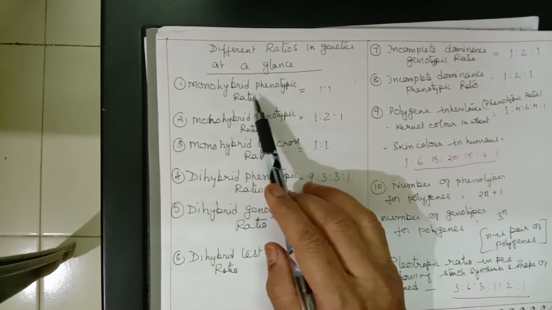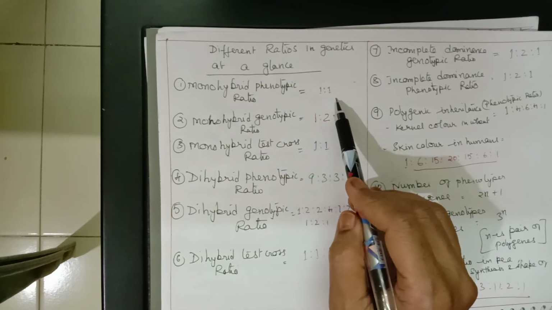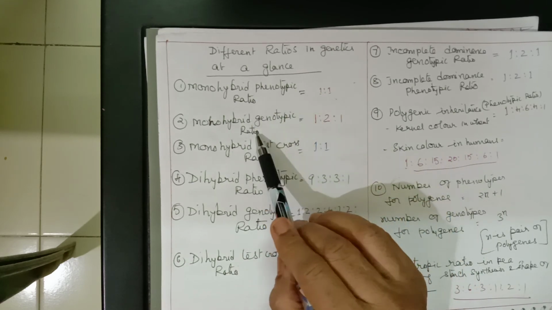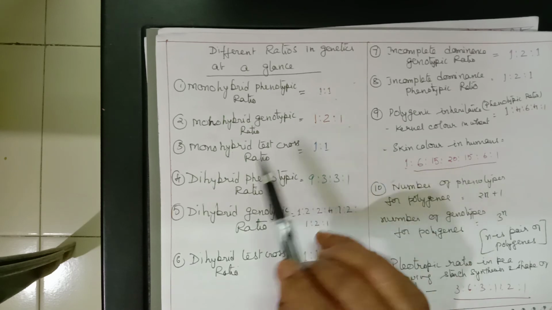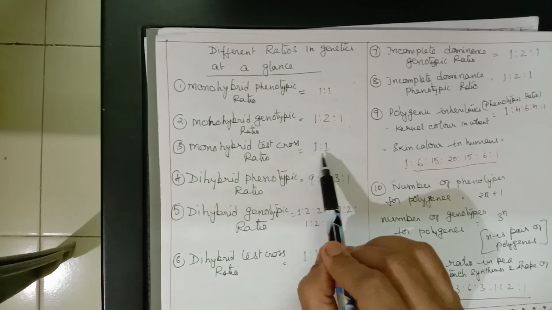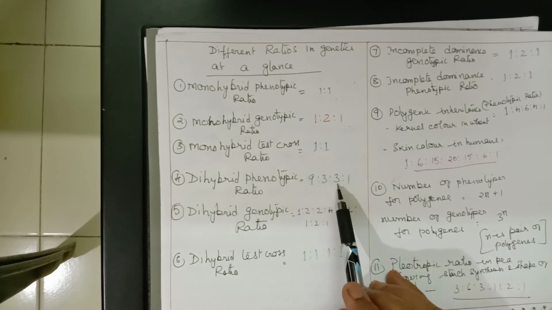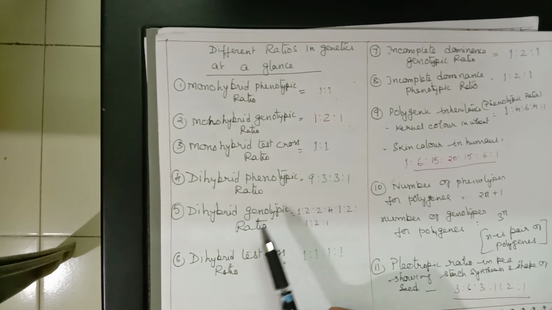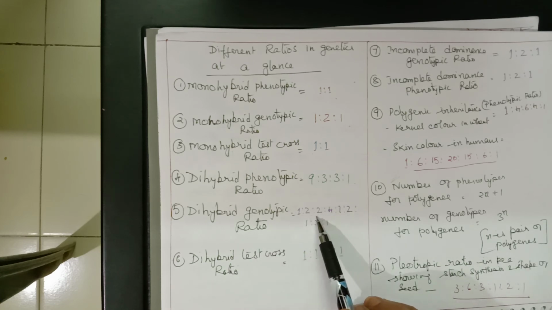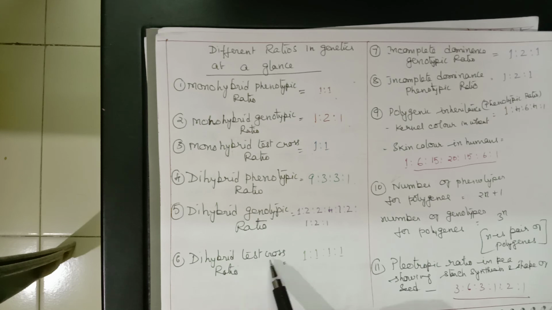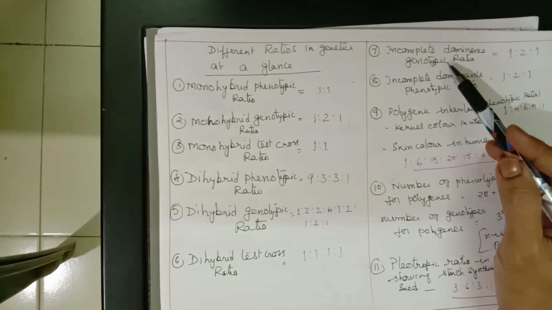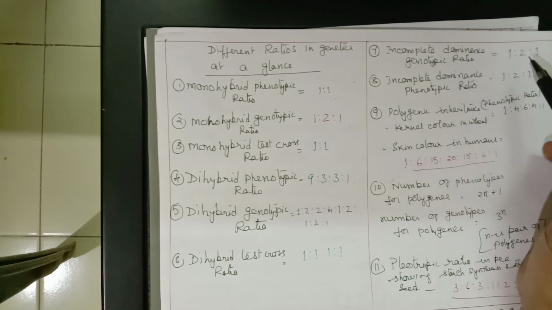First one, monohybrid phenotypic ratio, this you know, 1:1. Monohybrid genotypic ratio 1:2:1. Monohybrid test cross ratio 1:1. Similarly, dihybrid phenotypic ratio 9:3:3:1. Dihybrid genotypic ratio 1:2:2:4:1:2:1. Dihybrid test cross ratio 1:1:1:1. Incomplete dominance genotypic ratio 1:2:1.